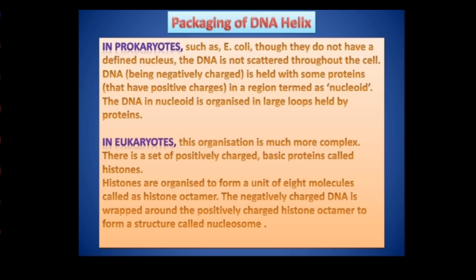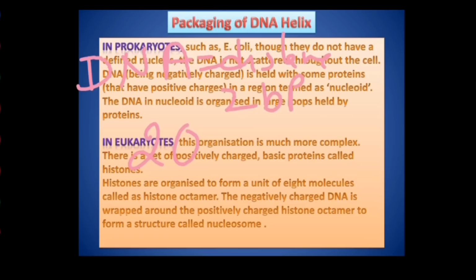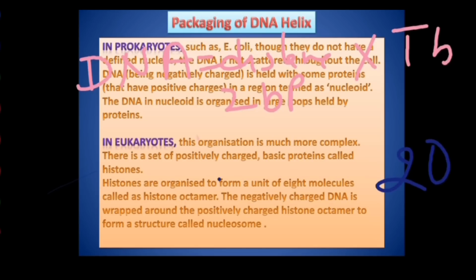Suppose a DNA has 20 base pairs. The formula is: length of DNA equals the distance between two base pairs into the total number of base pairs. If DNA has 20 base pairs, the number of base pairs is 20 and the distance between two base pairs is 0.34 × 10⁻⁹.